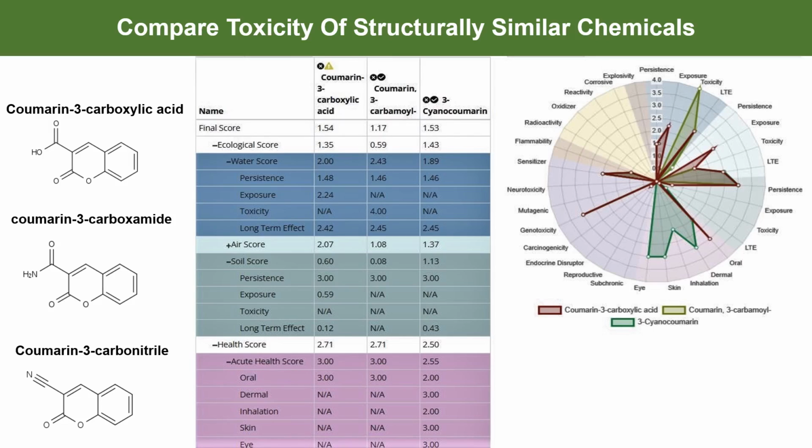As you can see, both the acid and amide have high oral toxicity, while the nitrile has high eye and skin irritation and inhalation toxicity issues. They are all persistent in soil, and coumarin 3 carboxamide has very high water toxicity. These factors show that extra care must be taken during disposal of these chemicals.